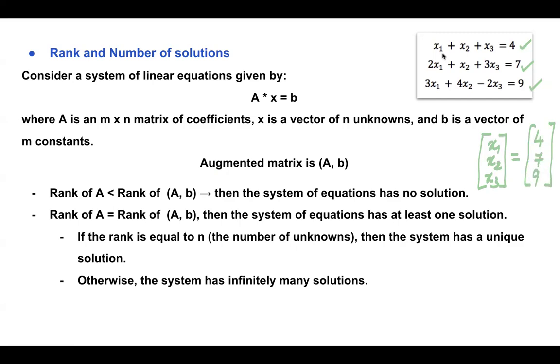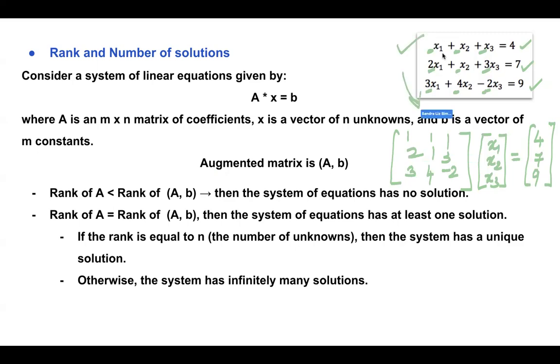Then you write the coefficient terms, the terms that come before your variables. Here it will be 1, 1, 1, then 2, 1, 3, then 3, 4, minus 2. So let's write that as a 3 by 3 matrix. Now we have this set of equations converted into matrix form.